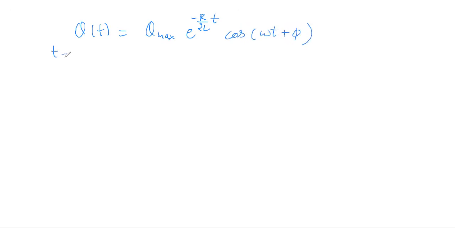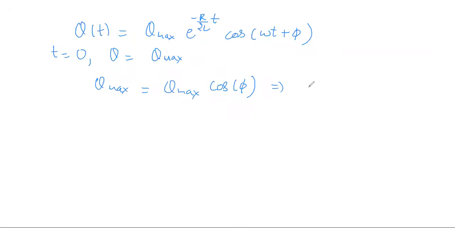At time t equal to 0, you said your capacitor was fully charged. So Q is equal to Q max. Q max is equal to Q max. Here, if you put t as 0, the exponential becomes 1, and this would be equal to cos of phi, which basically means that your cos phi is equal to 1 and phi is equal to 0 in this particular case. So that's how you can calculate the value of phi.